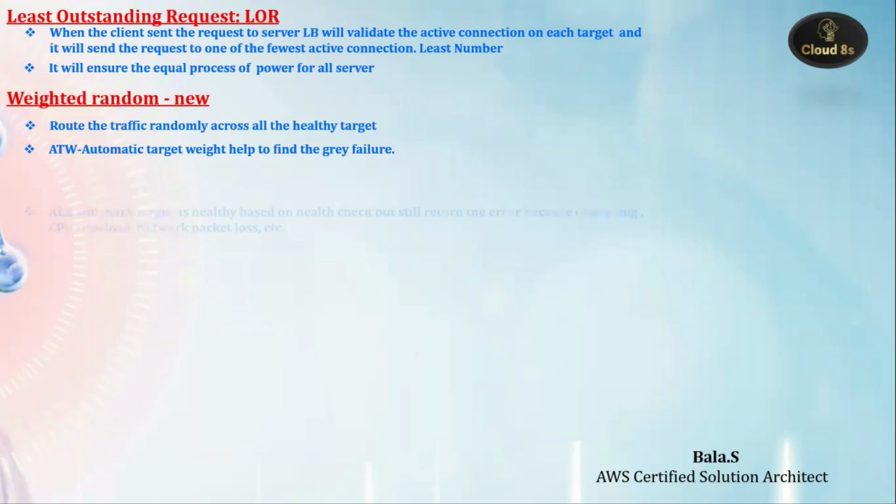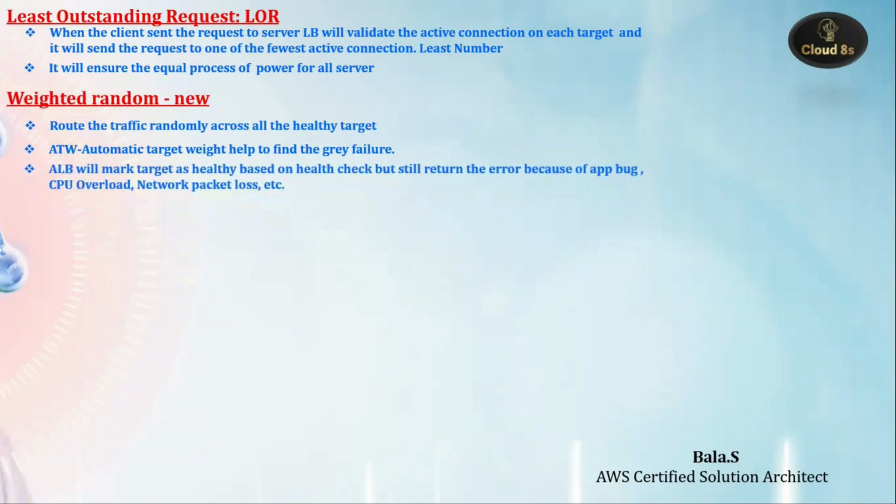Gray failure means that the AWS application load balancer marks an instance as healthy based on the default health path. Even if there is any kind of application level failure, CPU overload, or network packet loss, the ALB will still mark the EC2 instance as healthy. But using ATW, if there is any application bug, CPU overload, or network fault, the instance will be marked as unhealthy.